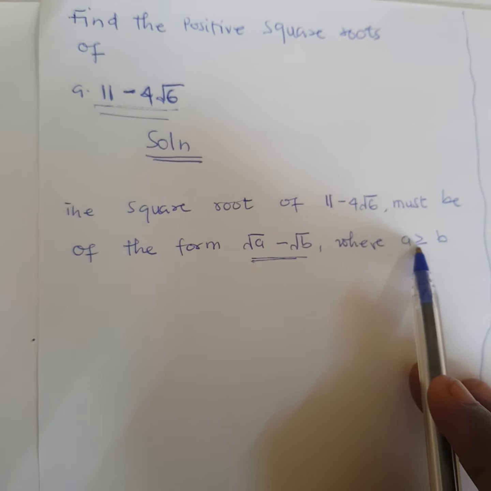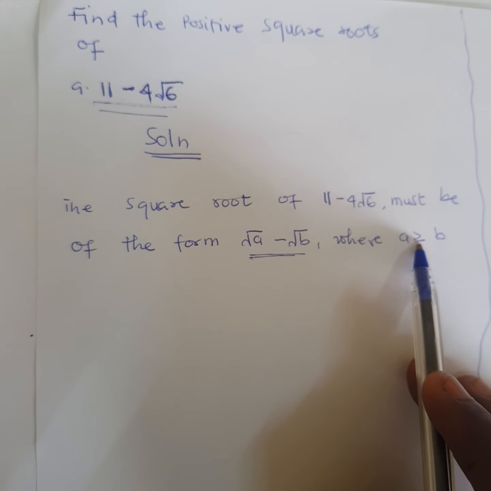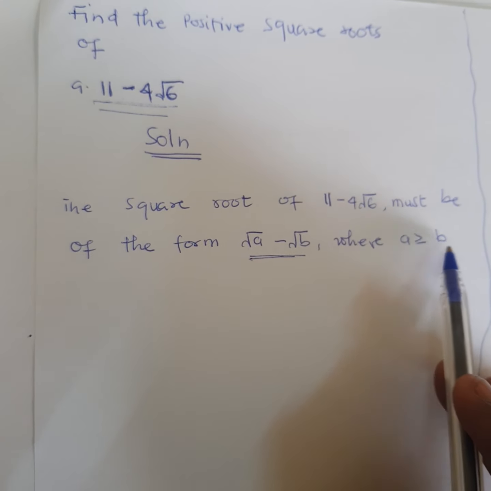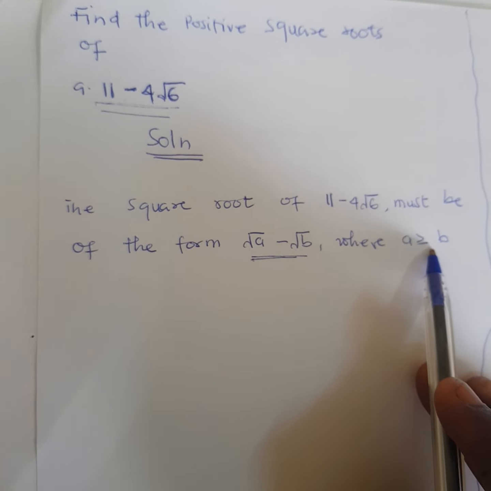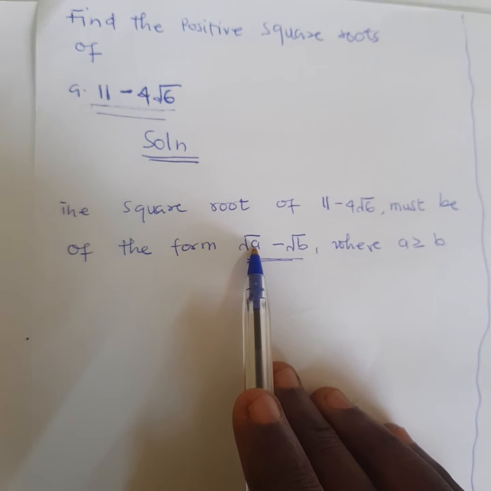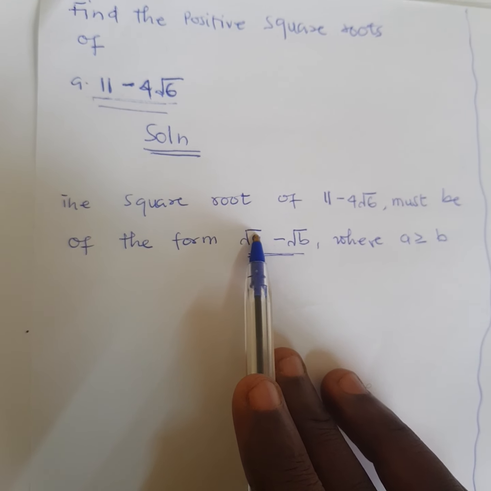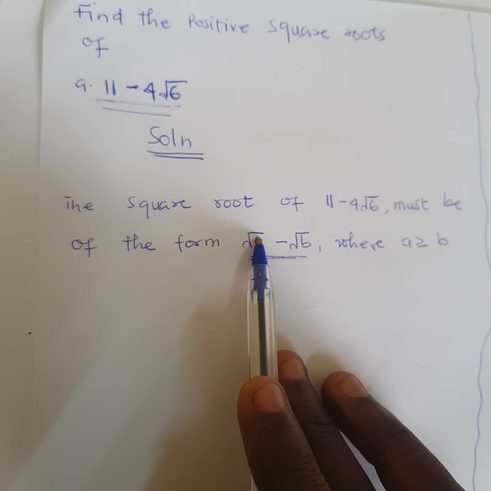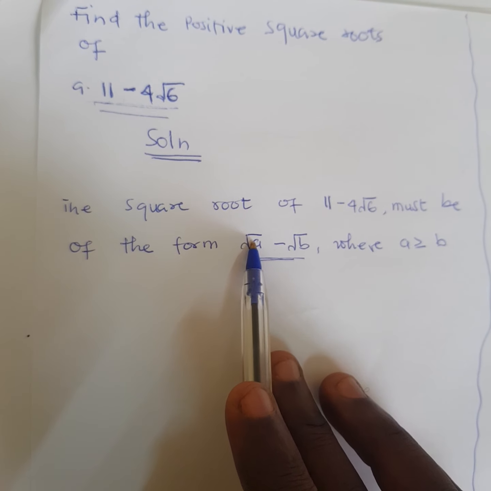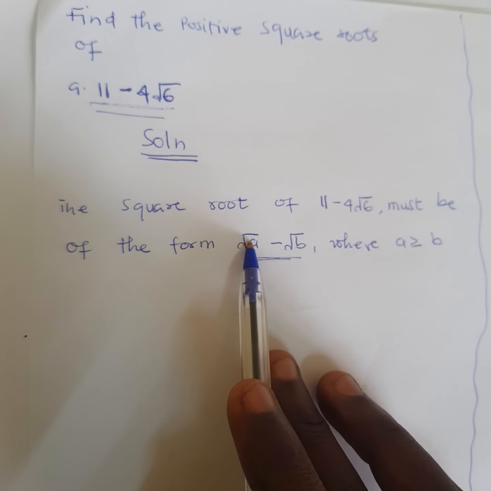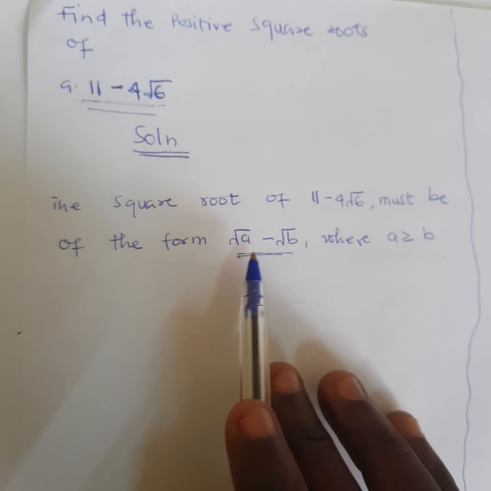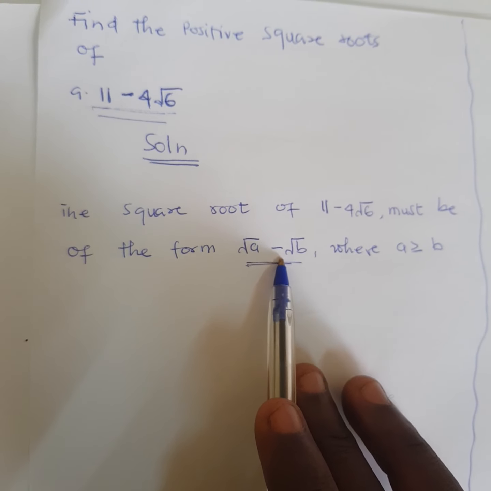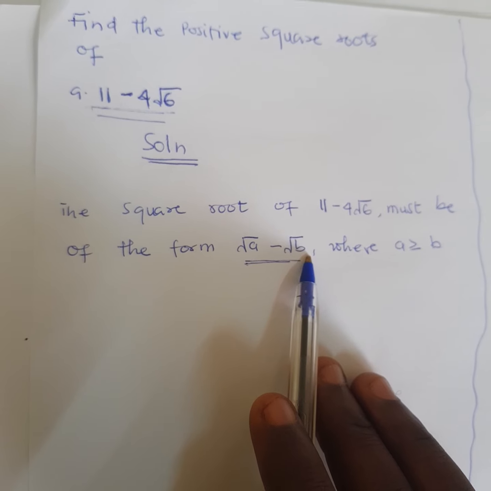So we'll take it as negative. And then they are saying that a is greater than or equal to b. It means that whatever number is under the arithmetic sign here as a should always be greater than this, in a way that you wouldn't get negative terms.